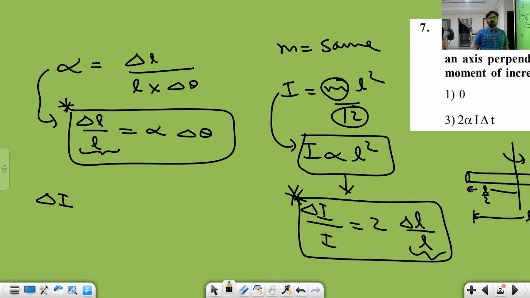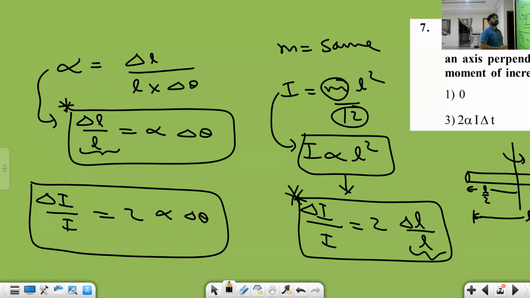Yes, beta. What should I write from here? Delta I by I is 2 into delta L by L, which is nothing but 2 alpha delta theta. Can I write like that or not? Please check. Harshit, Sparsh, Sujana, Shraddha, Surya. Is it correct? Srilasya. What happened?